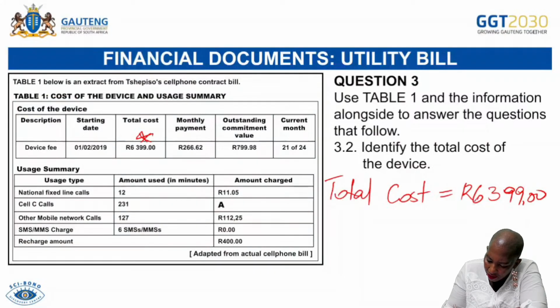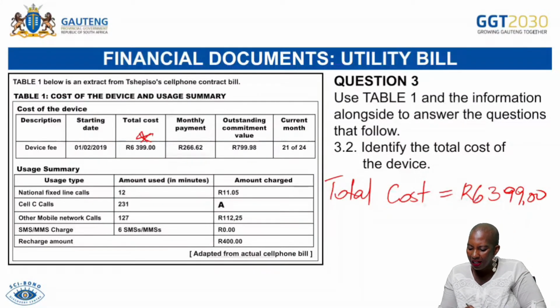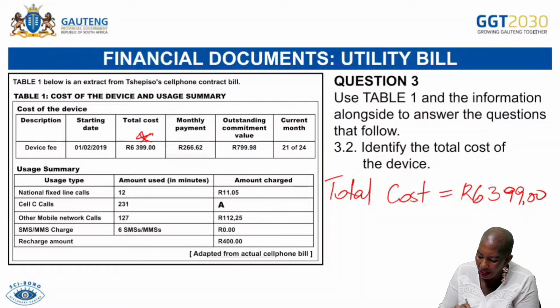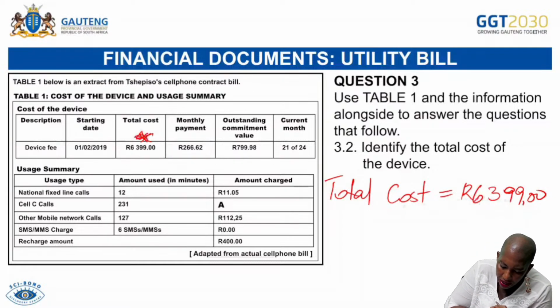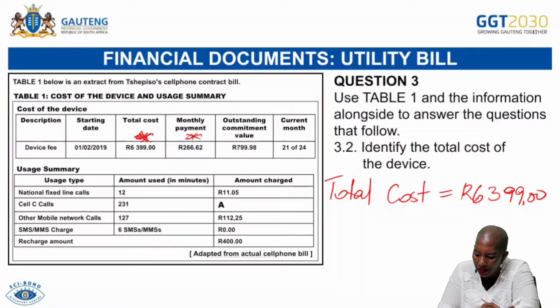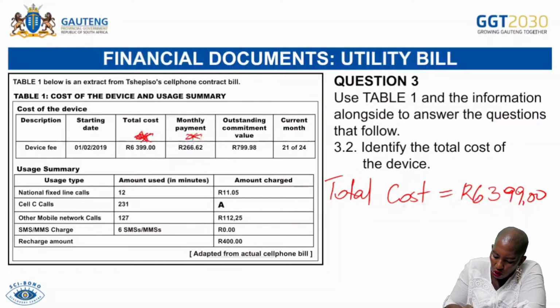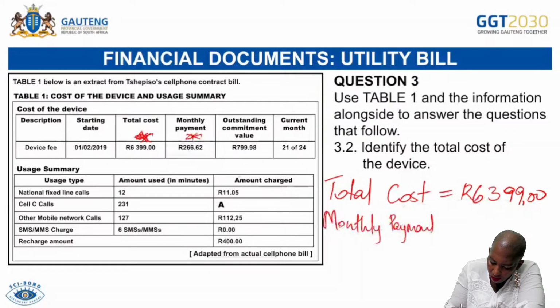6,399 rand. So this is the total cost. You can either identify it from here, or you can take this and then you multiply it by 24. So even if I can say maybe the monthly payment, and then I multiply it by what? The monthly payment, it will be how much?